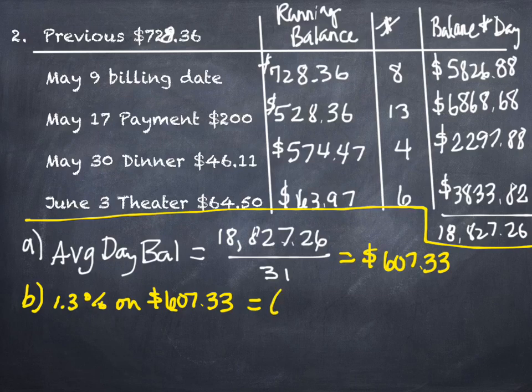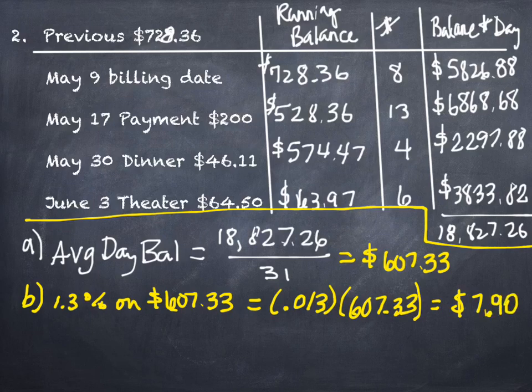Great. 0.13, because that's, sorry, close. 0.013 times the 607.33. What does that give you? It's not a real big number, so that's okay. What does it give you? $7.90. Okay, so the monthly finance charge, the amount that they're going to put on and then tack on at the end of the month for having had the luxury of making these charges is $7.90.